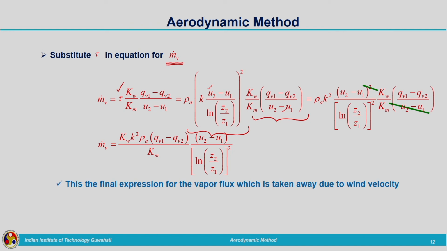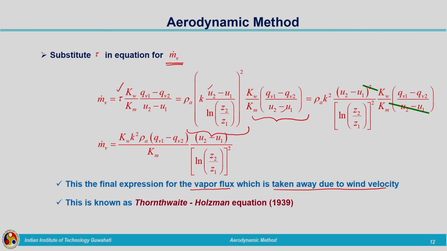So, this final expression is for the vapor flux taken away due to wind velocity. That is, we have the process of evaporation taking place near the surface of a water body. Water vapor is getting added to the atmosphere, transported by means of wind velocity. So, how much vapor transport or mass flux is taking place due to the action of wind velocity can be obtained by using this equation corresponding to mv dot. This is the well known Thornthwaite-Holzman equation. This equation is very commonly used in the case of evaporation.